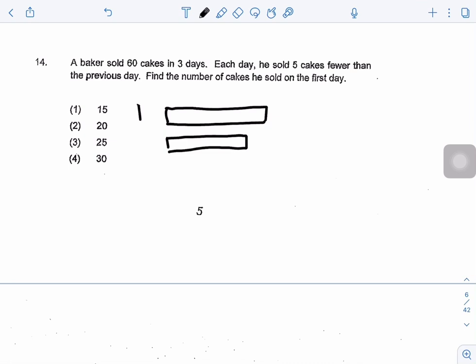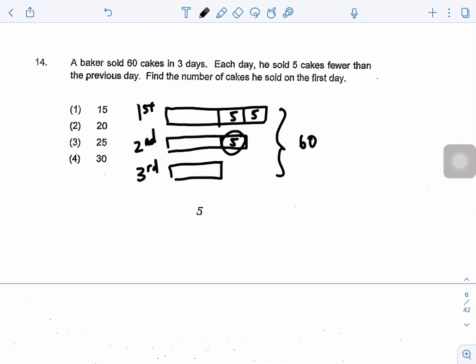Let's see, this is the first day. Second day he sold 5 less, and then the third day as well he sold 5 less. Okay, if this is 5, this is 5 as well, and in total he sold 60 cakes, right? This is 1 unit, 1 unit, 1 unit. Let me erase the circle. Okay, how many 5s have I got in the model? 1, 2, 3. 3 5s.